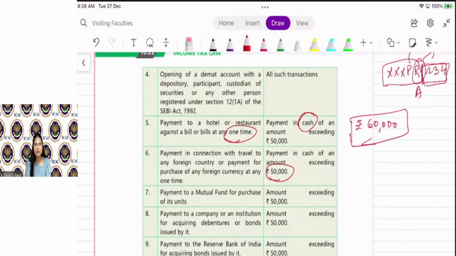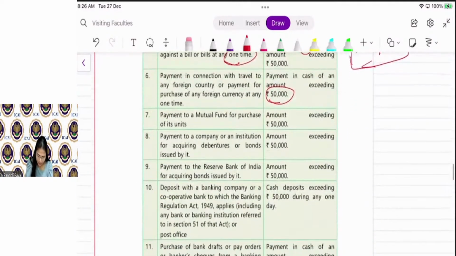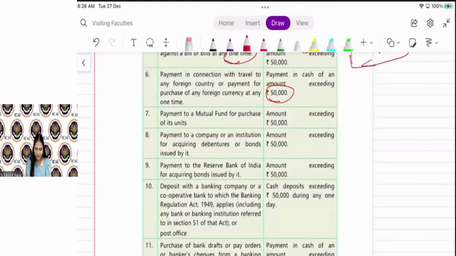Payment to mutual fund for purchase of its unit. If you are purchasing mutual fund and the value is more than 50,000, then you are required to provide your PAN to the mutual fund companies. Payment to company or an institution for acquiring debenture or bond issued by it. For purchase of debenture or bond, if the value is more than 50,000, then you have to provide your PAN to the company.